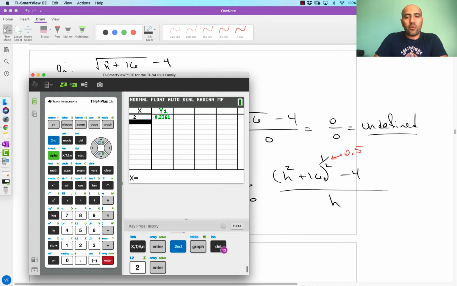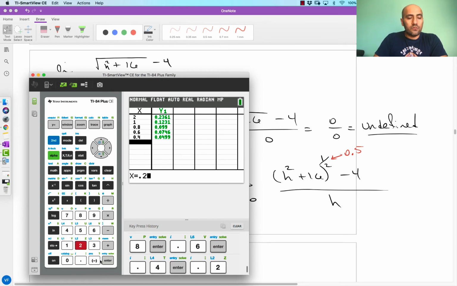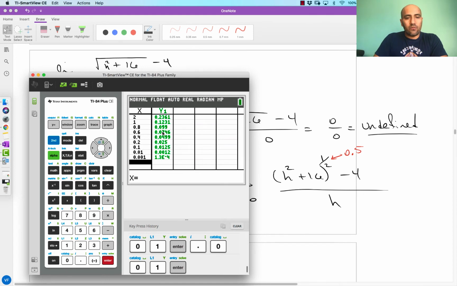This would be the square root of 20 minus 4 all over 2, and that's the decimal answer we would get. Okay, so let's try getting closer to 0. How about 1? How about 0.8? How about 0.6? How about 0.4? How about 0.2? How about 0.1? How about 0.01? About 0.001? Okay, so it looks like it's getting really, really small, really, really close to 0.